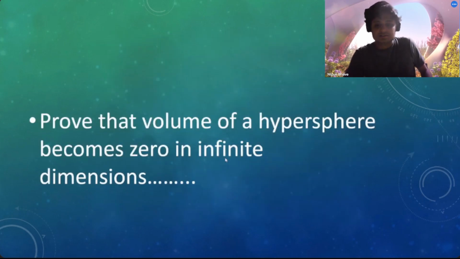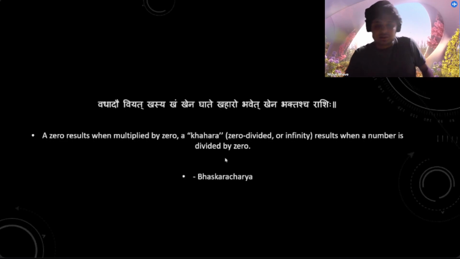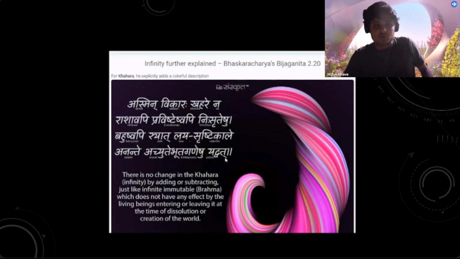There is a quote by Bhaskaracharya on infinity, which tells you that if you multiply anything by 0, you get a 0. But if you divide something by 0, then it's infinity. And there is one more, which explains that if you add something to infinity or subtract something from infinity, infinity is unchanged.